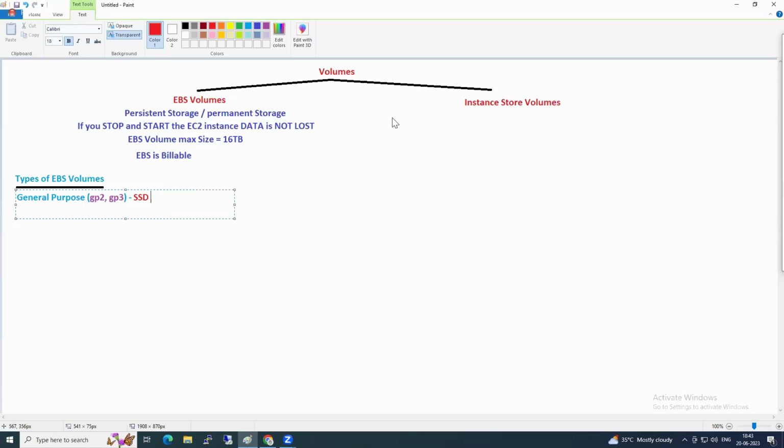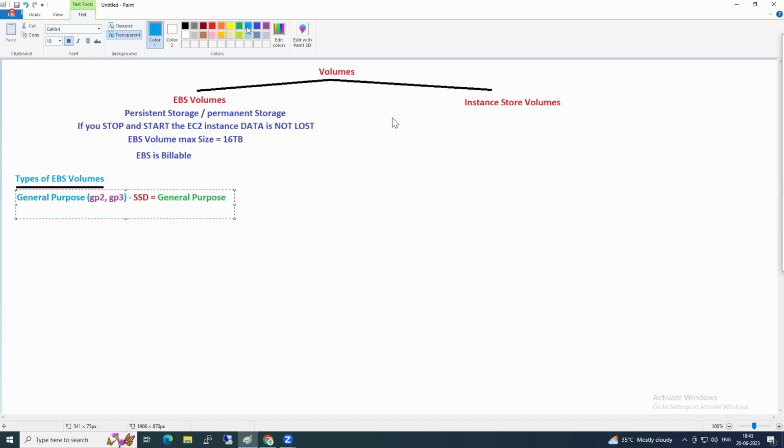We have two things, no? SSD and HDD. HDD meaning hard disk drive. SSD meaning solid state disk or drive. So you tell me which one is faster? SSD only, no? So these general purpose volumes are faster? Obviously, it is faster. Good. So this will be used for all your general purpose.